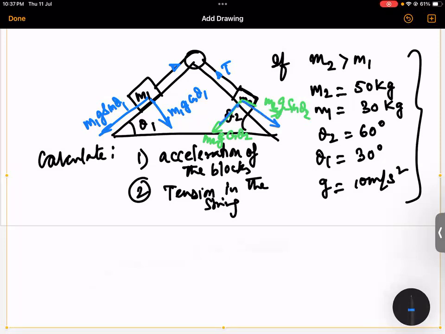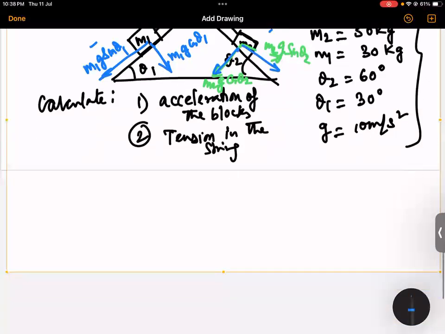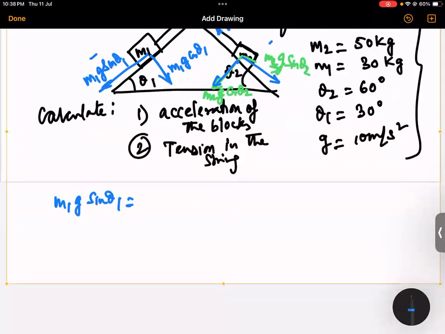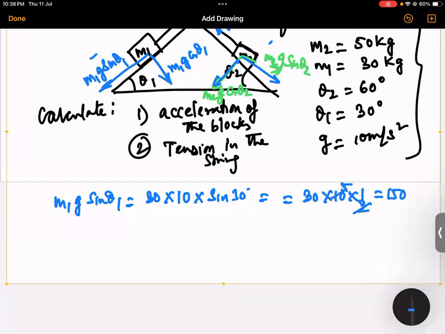Now, first of all, you have to calculate one thing, because which is the force actually dragging the bodies along the inclined plane? This M1g sin theta 1 and M2g sin theta 2. So first of all, you start finding out the value of M1g sin theta 1. M1 is how much? 30 kg. g, I have told you to take 10. And sin theta 1 is sin 30 degrees. So therefore, this is equal to 30 into 10 into sin 30, that is half. So this is equal to 150 Newton.